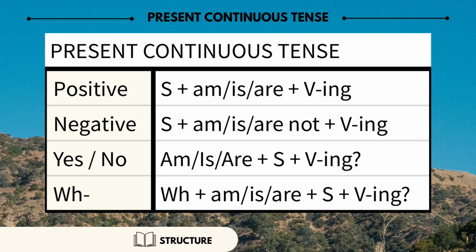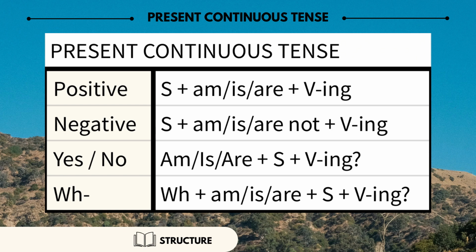Where is she going? We want to know the direction of her current movement. Why are they laughing? We are asking for the reason behind the action happening now. So the WH word helps us focus on information, and the present continuous still shows that the action is happening in progress. Final idea to remember.